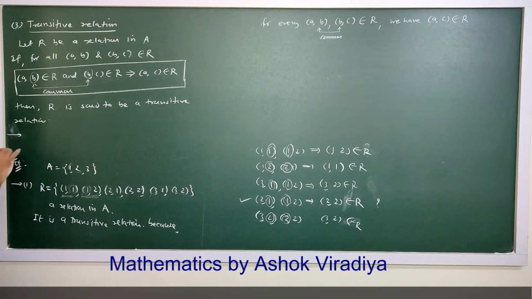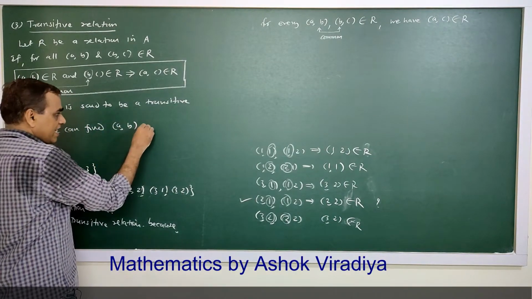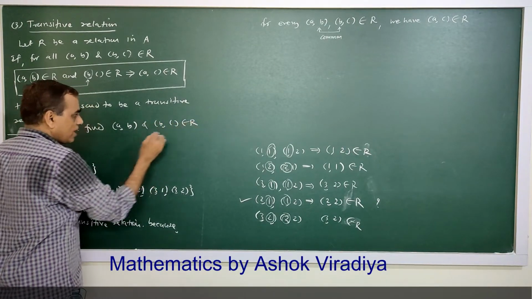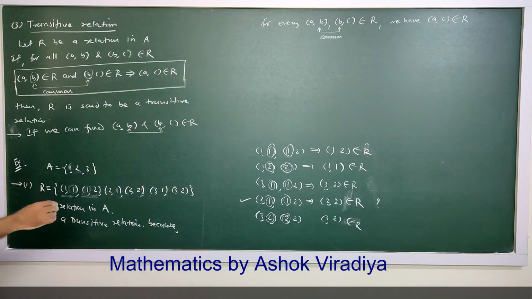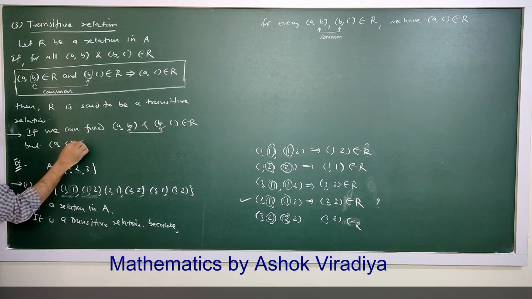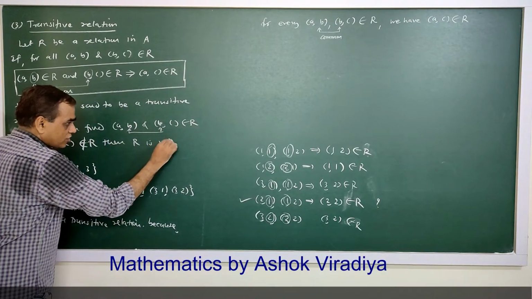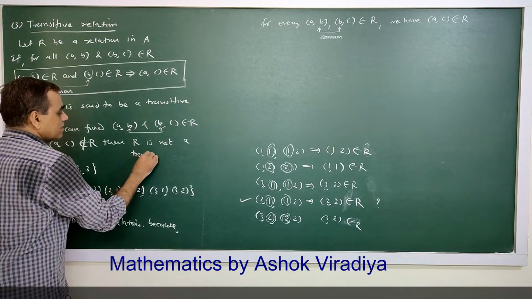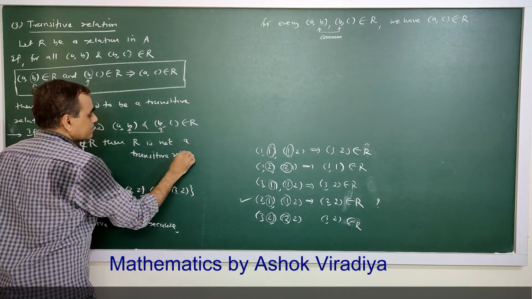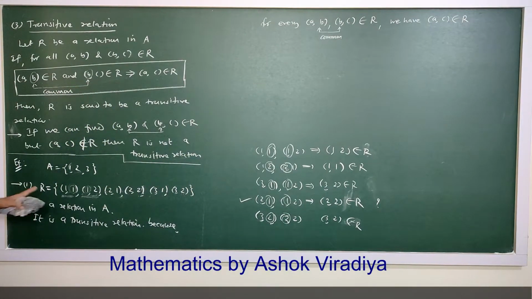And when it is not transitive, if we can find AB and BC belonging to R in which B is common, but AC does not belong to R, then R is not a transitive relation. So here this is an example for a transitive relation.